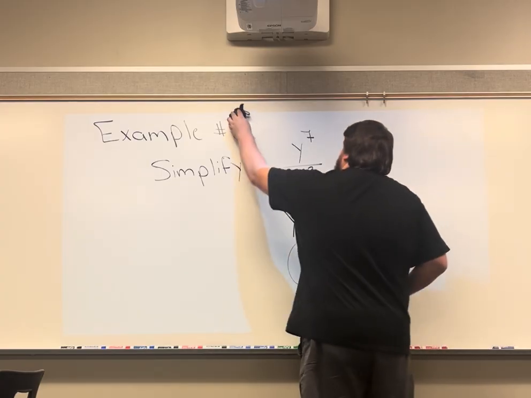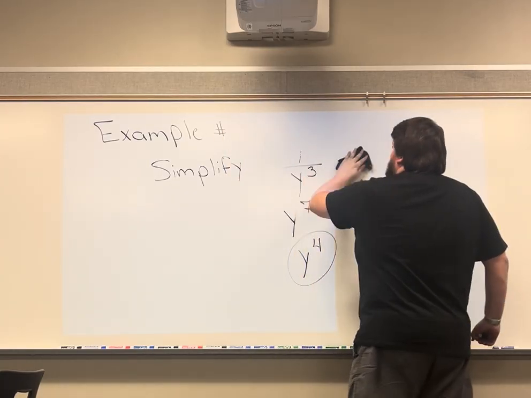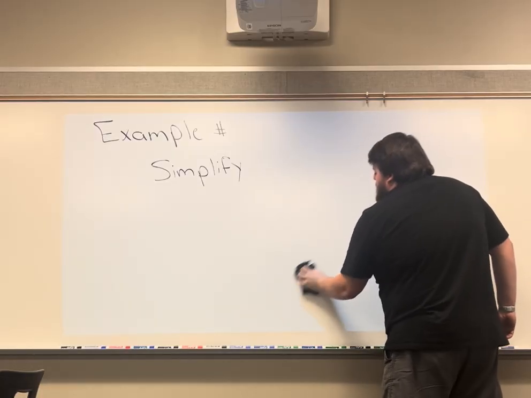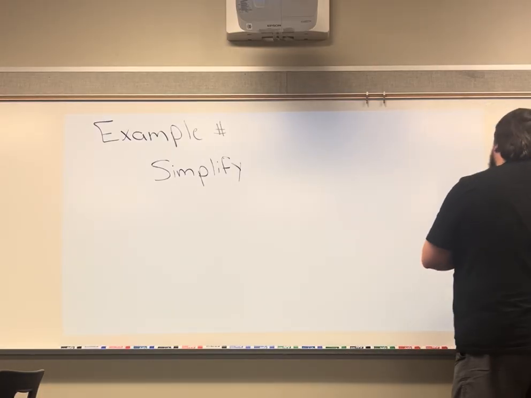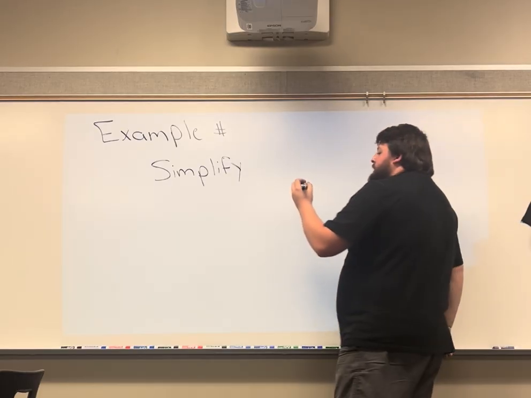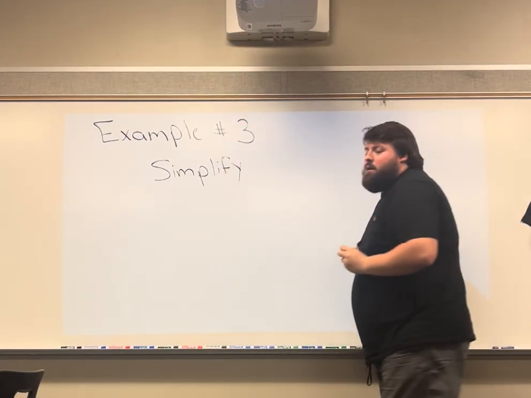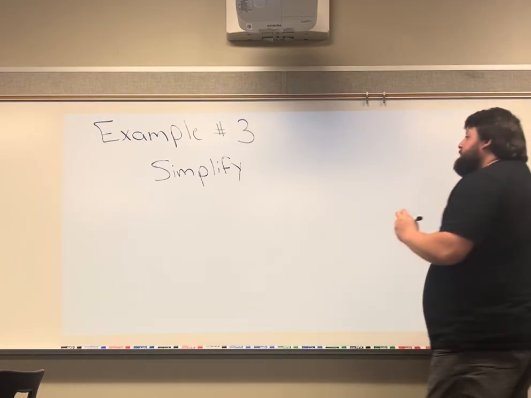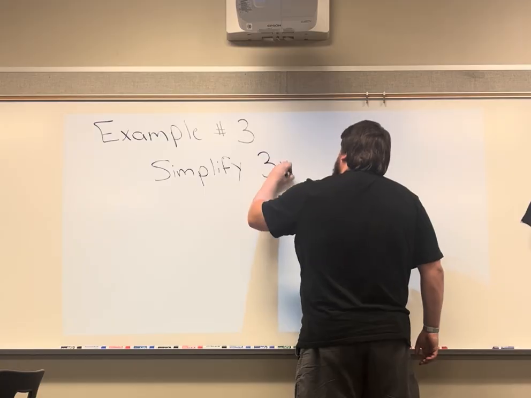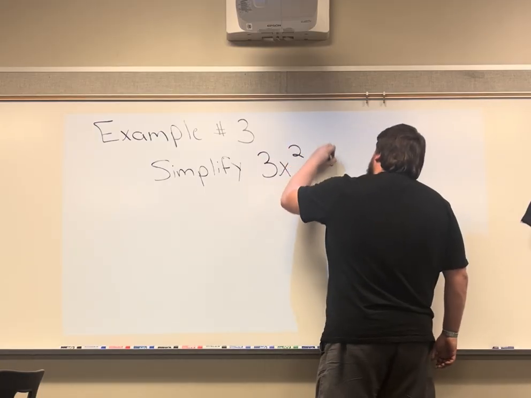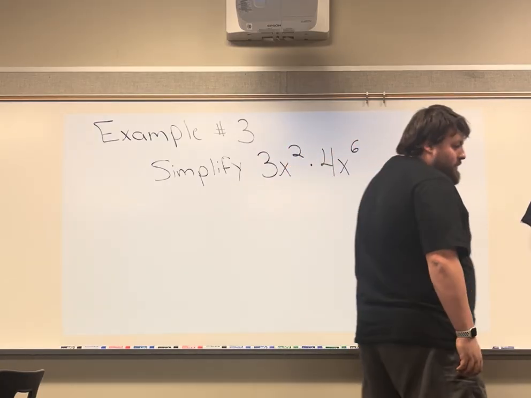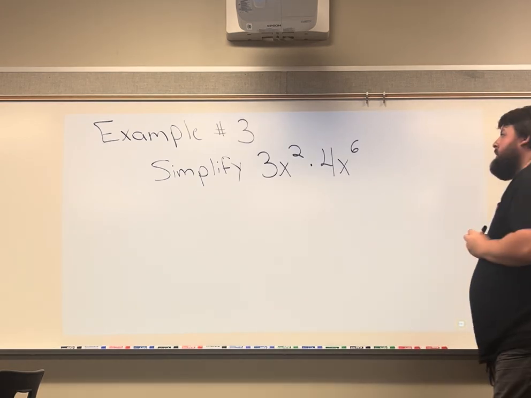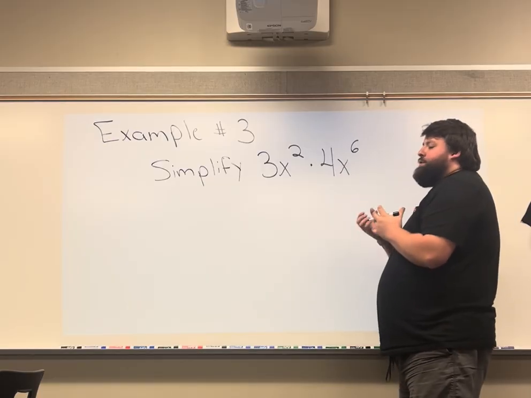And then as we move into example 3, we start to see some of the problems that we had a little bit more difficulty with as we were going through this, mainly just because we weren't breaking it apart and looking at each individual part. Okay? So example 3, we have 3x squared times 4x to the 6th. Okay? So we need to look at each individual part here.